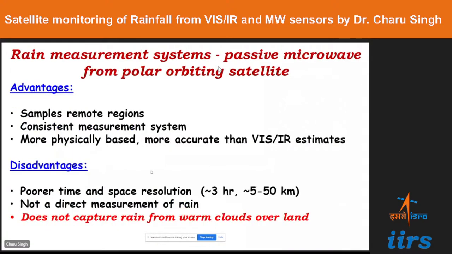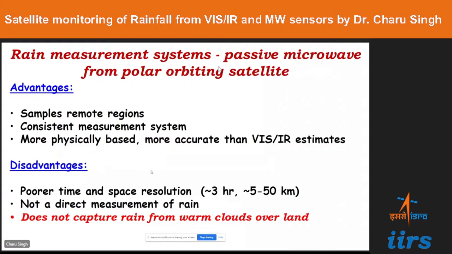So passive microwave sensors are available on board polar orbiting satellites. However, the visible and IR sensors are available on board geostationary as well as polar orbiting satellites. So in case of the rainfall measurement, estimation or monitoring, we require continuous monitoring of atmospheric processes. So in that case, we go for the geostationary satellite.